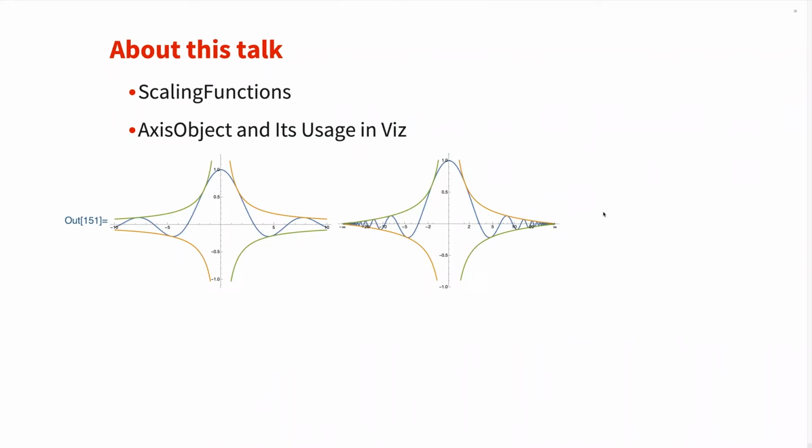This function has been in Mathematica for many versions, and we have done some work on it, and we will look at what we have done more in version 13. We'll also talk about the axis object, which is new in 12.3, I think, and how it is used and will be used in visualization functions.